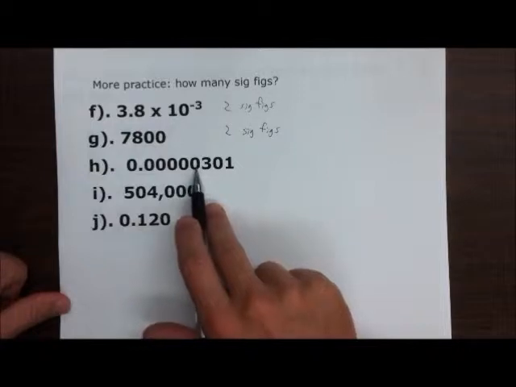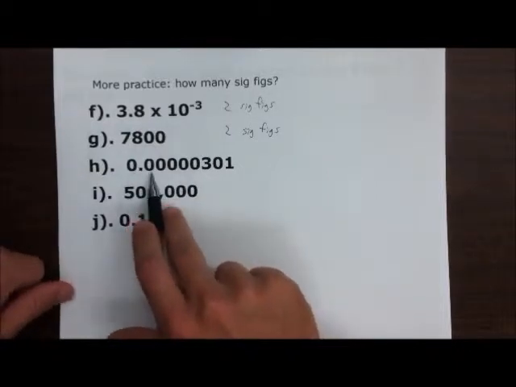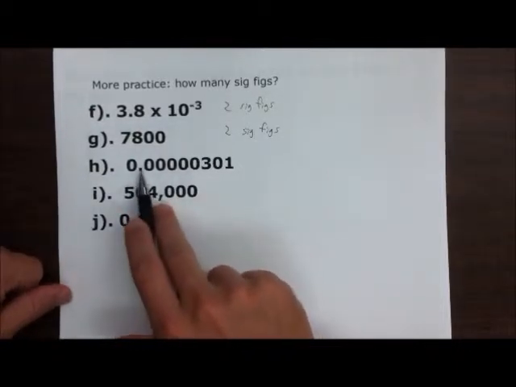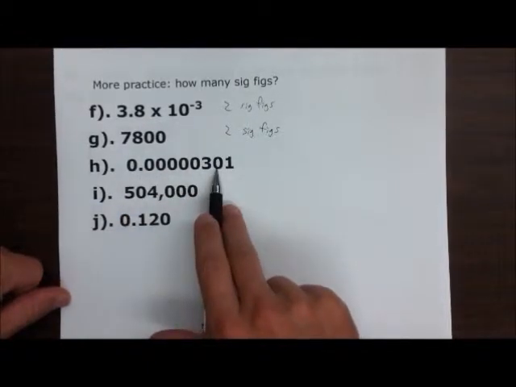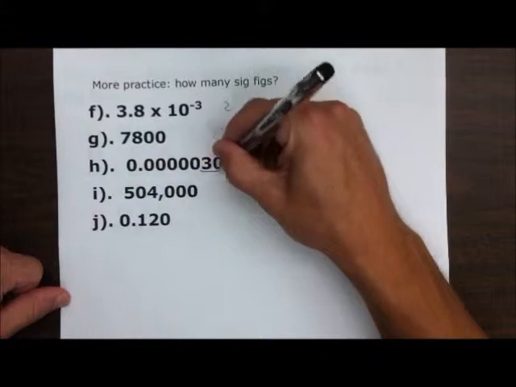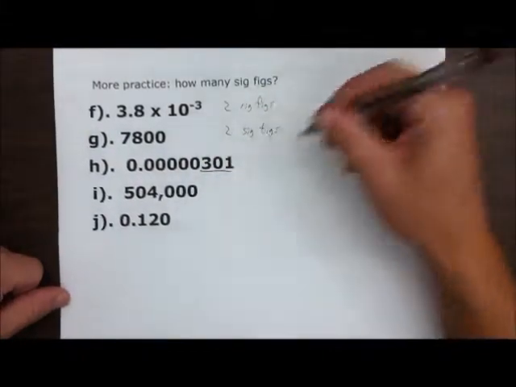All of these zeros are leading. You might say, but these are to the right of the decimal, but in order to be trailing, there has to be something non-zero up here, but there's not. All of these are just leading, so they're placeholders. This is captive, so it is significant, so we have 1, 2, 3 sig figs.